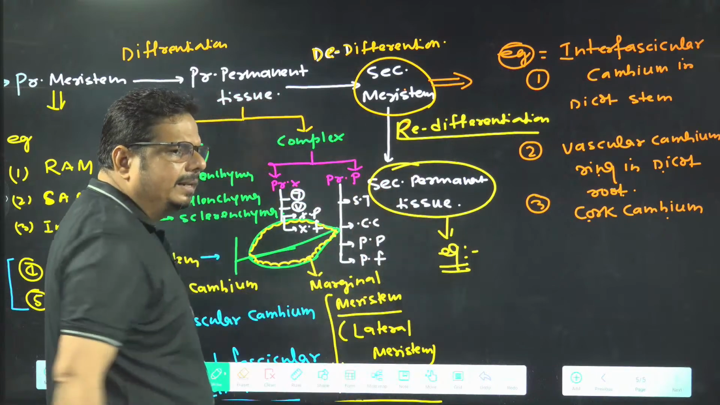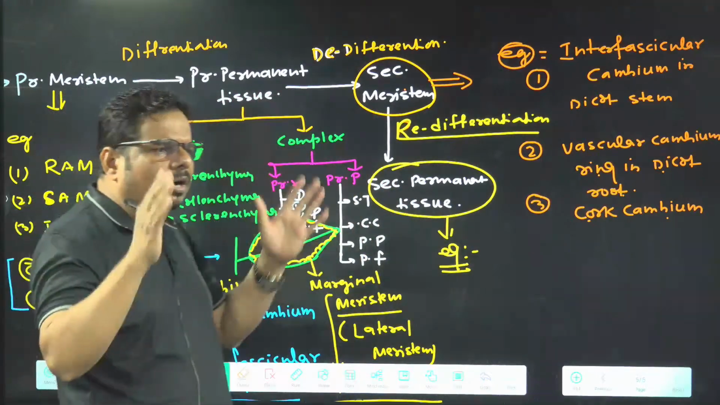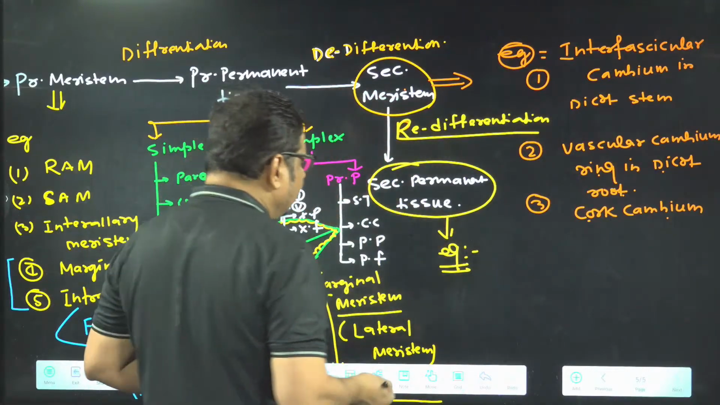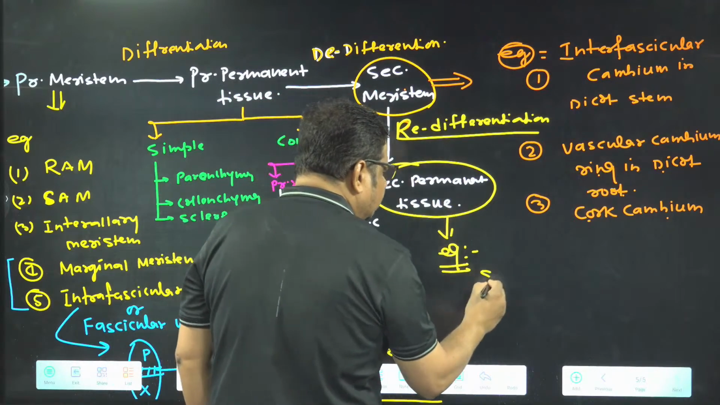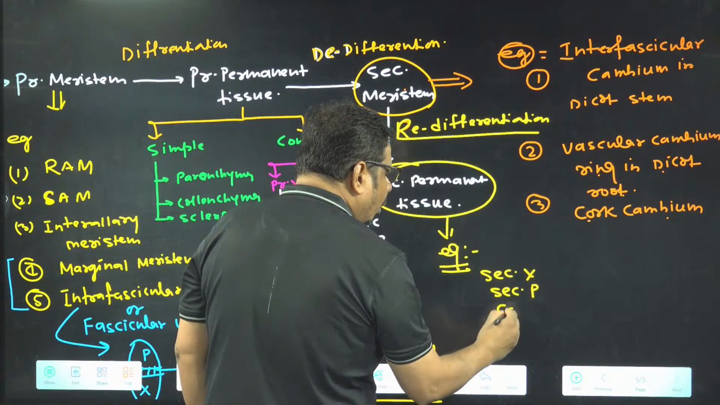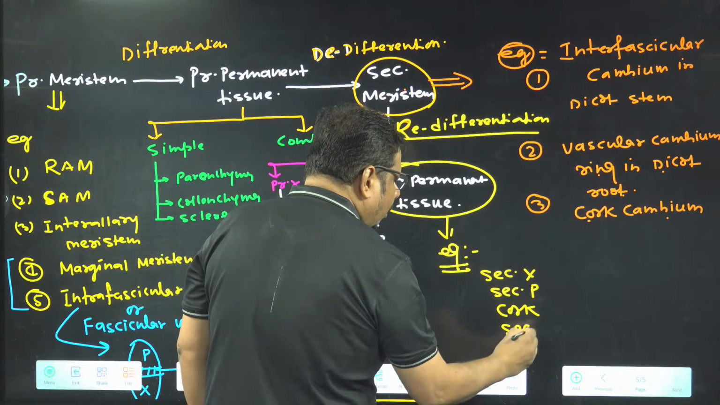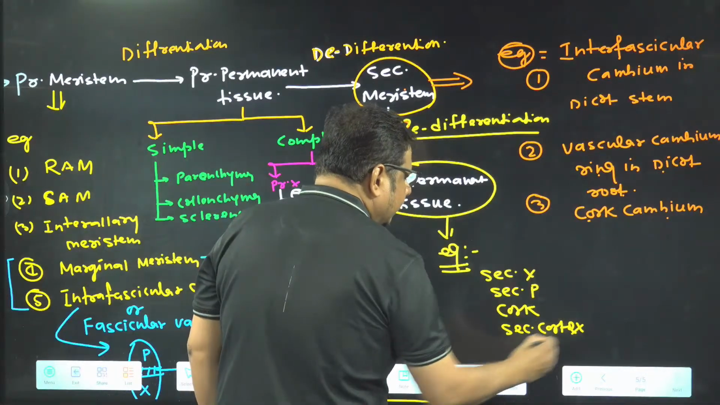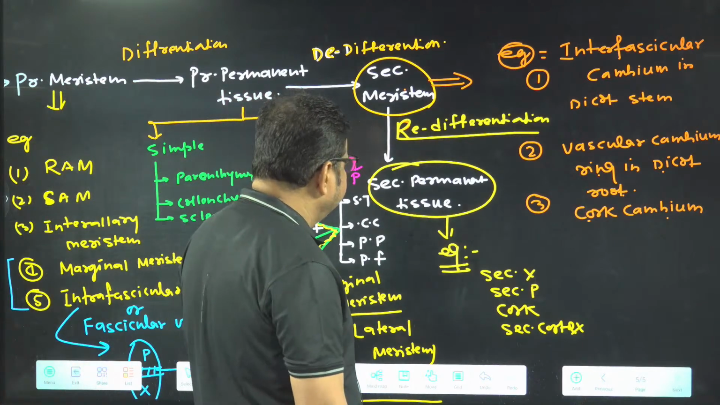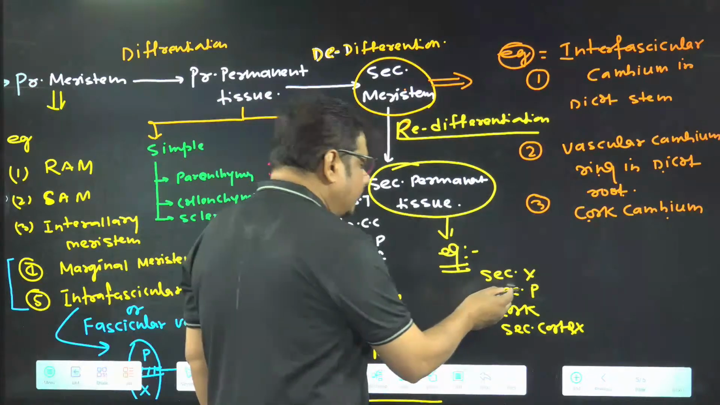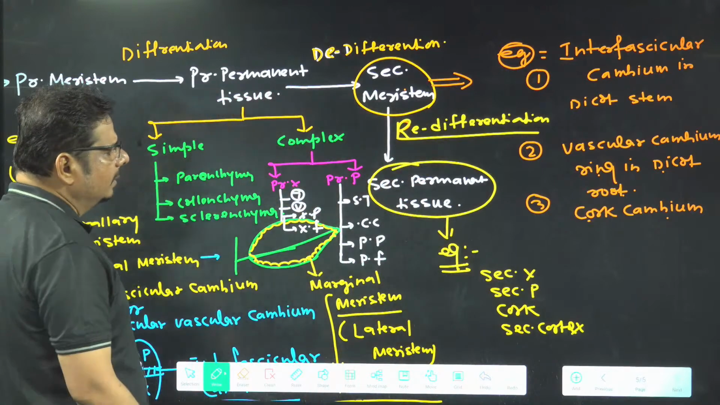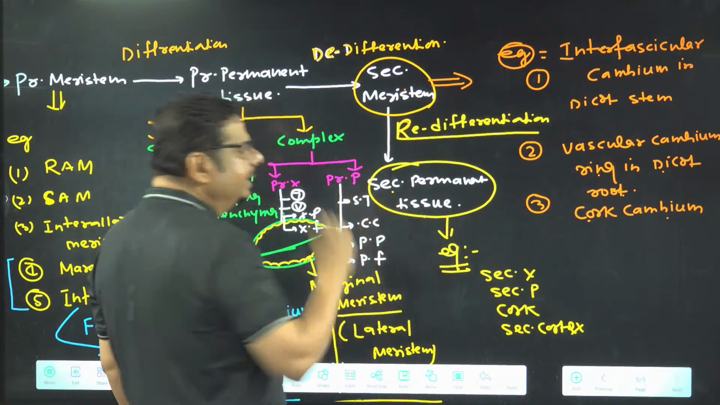How they are forming, we will deal with later. Meanwhile, here we want to fix in the entire plant which part is which type of tissue. So examples of secondary permanent tissue are secondary xylem, secondary phloem, cork, and secondary cortex. These are redifferentiated structures. Secondary xylem, secondary phloem, cork and secondary cortex are examples of secondary permanent tissue.